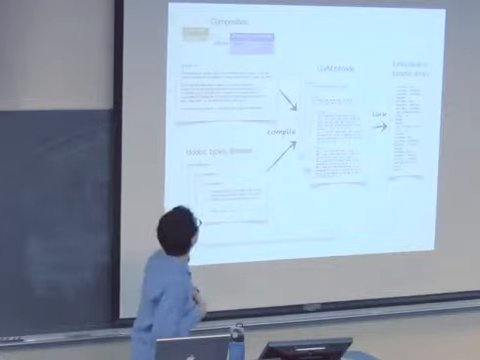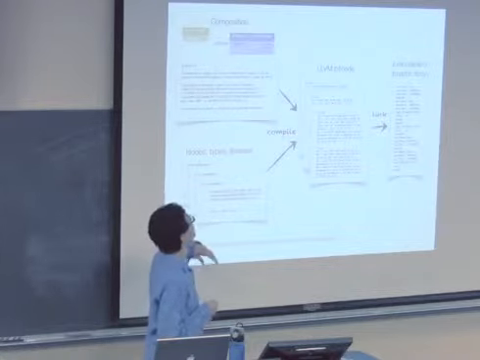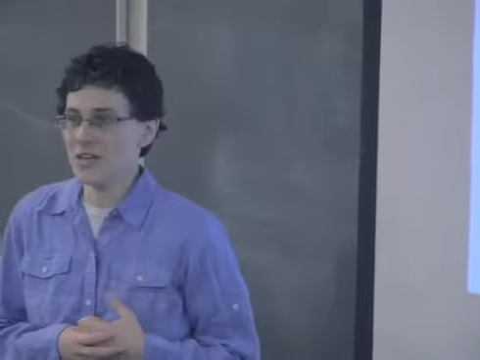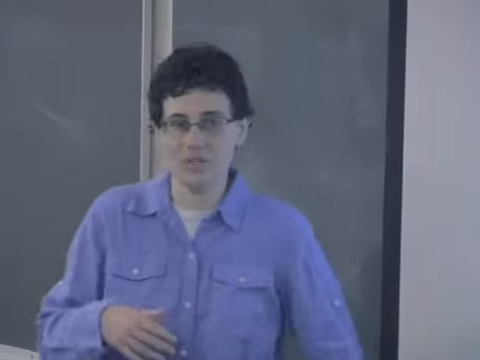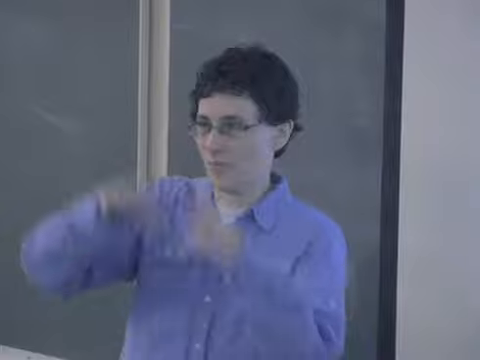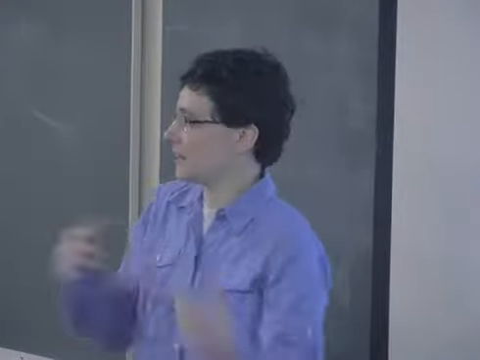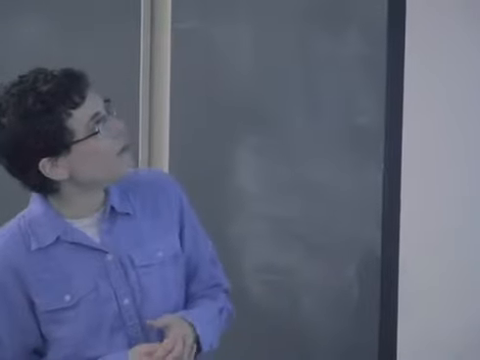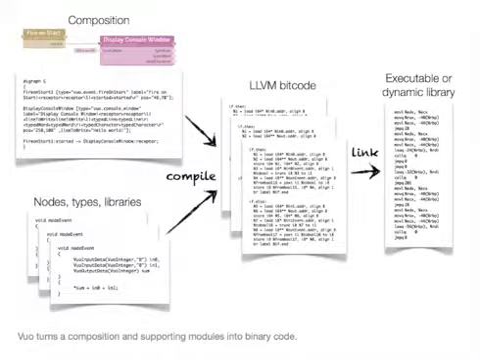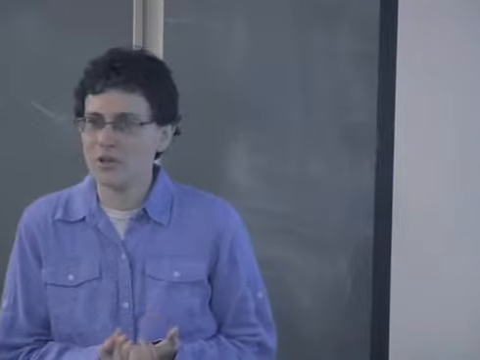So, for example, the source code for the display console window node is going to be like text code that pops up a console window and adds text to it at the appropriate time. Okay, so we take the composition and all of these supporting files and we turn them into an intermediate representation called LLVM bitcode. Okay, has anybody heard of LLVM before?